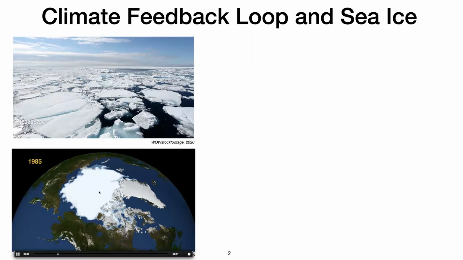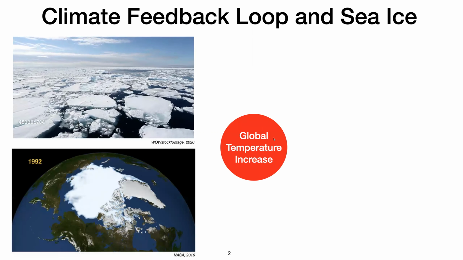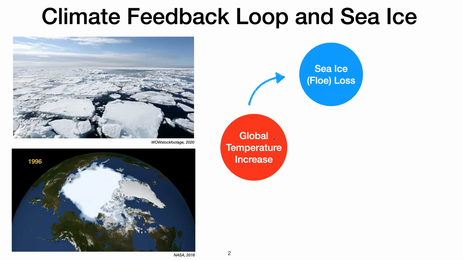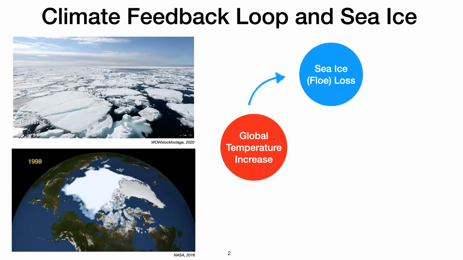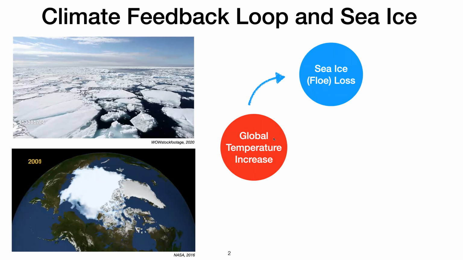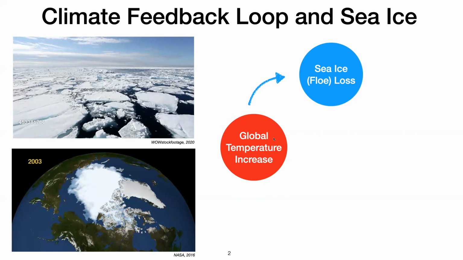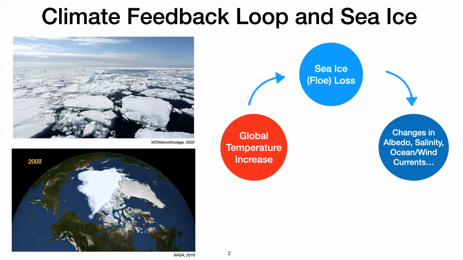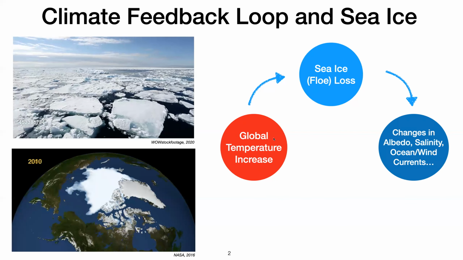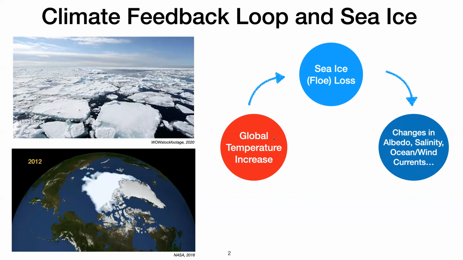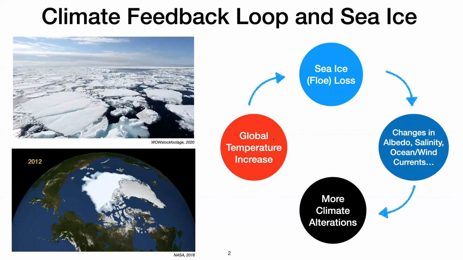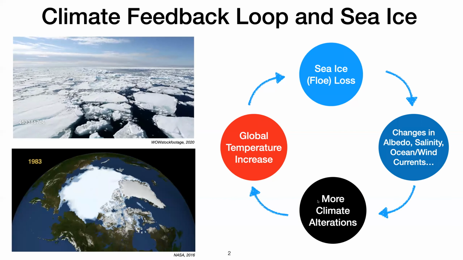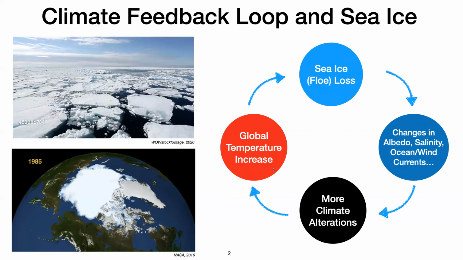And of course, our starting point is this global temperature increase that we are having and how it's causing a net loss of CIs. We may have some recovery during the winter, but year by year, we have a reduction in the total area of CIs, which is resulting in changes in albedo, salinity, ocean and wind currents, and many other factors, which are resulting in greater amount of climate alterations, which will then cause a further temperature increase.